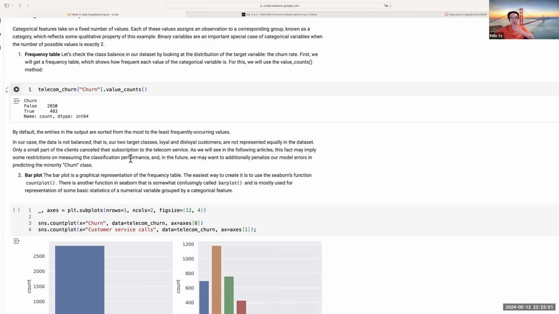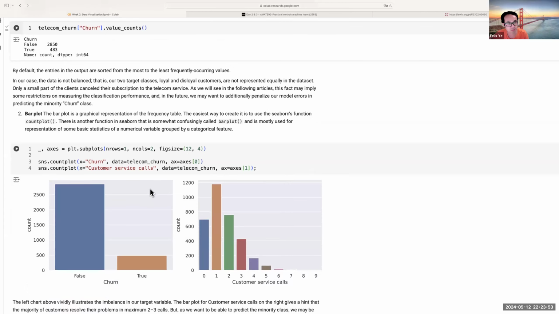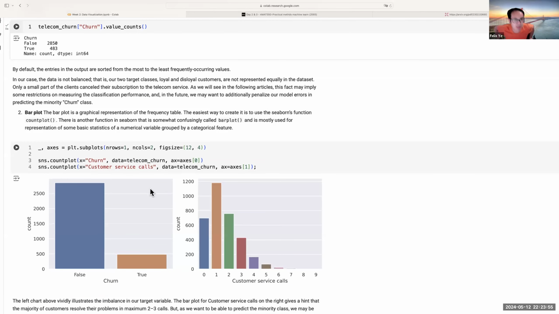Okay, the second is the bar plot. The bar plot is basically a graphical representation of these frequencies. Sometimes you see a lot of frequency tables, but it's always good to visualize it. The way we can do it is just a count plot. It's very simple: we turn these frequencies into bars. So you have false and true, and you can see a significant imbalance between false and true.